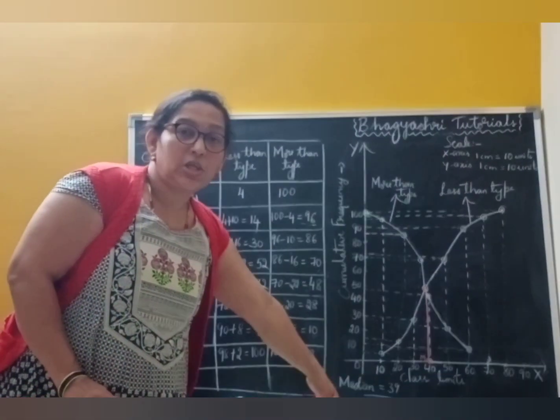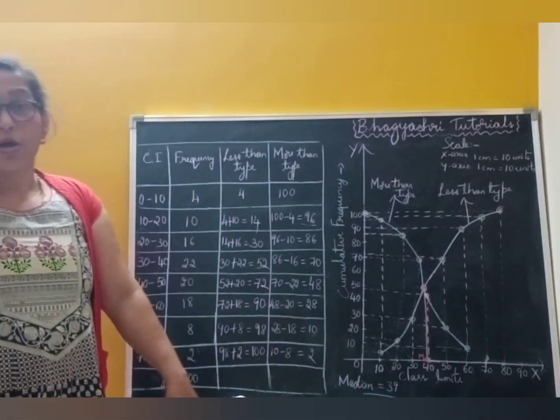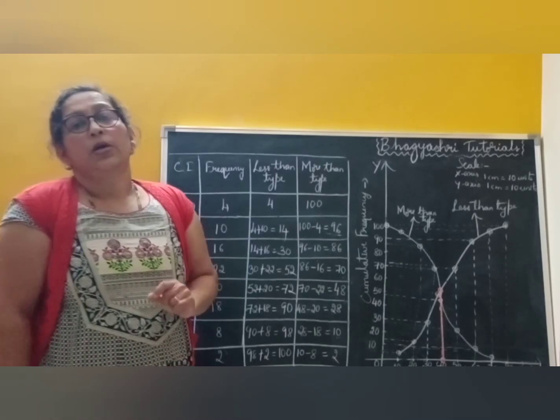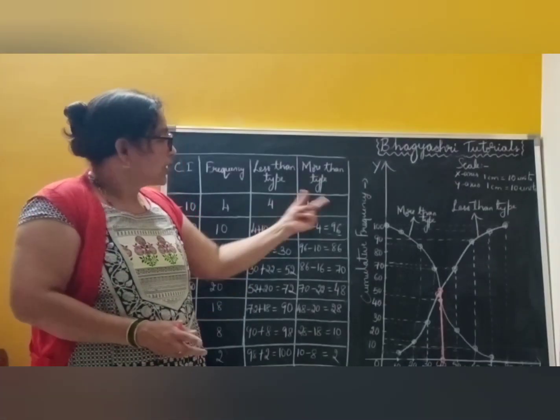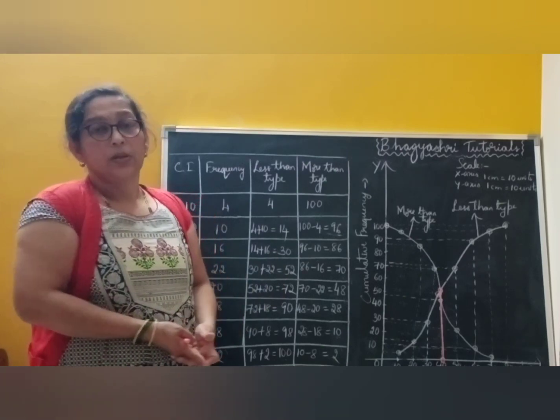You can cross check your answers by finding the median using the formula. I hope all of your doubts regarding the construction of ogive have been clarified now.